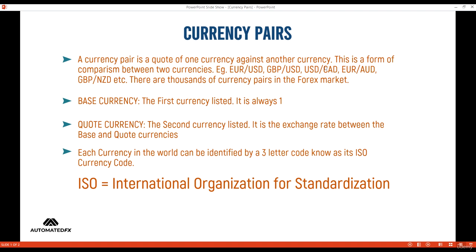For a recap, you should just know that we have two currencies in a currency pair. When we trade, we don't trade a single currency in isolation. We trade a currency pair. In this case, we have EUR/USD and GBP/USD. Euro is the base currency and USD is the quote currency. Euro is always equal to 1, and USD would then be the conversion rate between euro and dollar. So that's it, guys, for currency pairs.